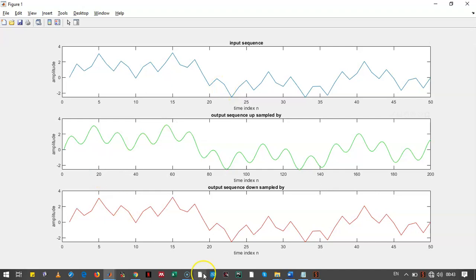That means when we downsample and then we upsample, the high frequency components get removed. But when we first upsample and then downsample, the input signal is recovered correctly. This is two-stage sampling rate converter.